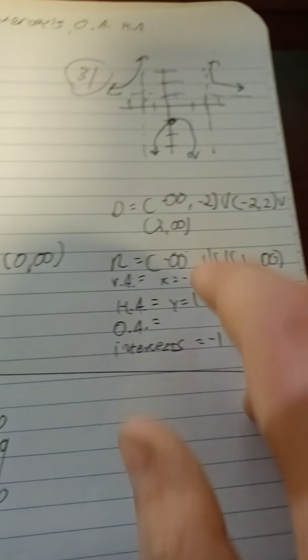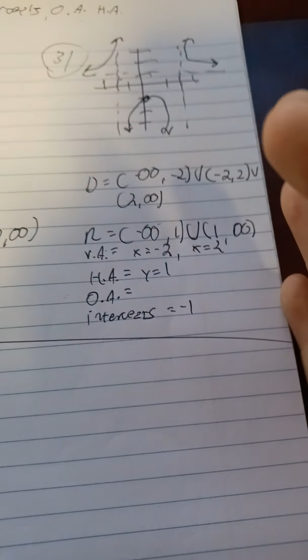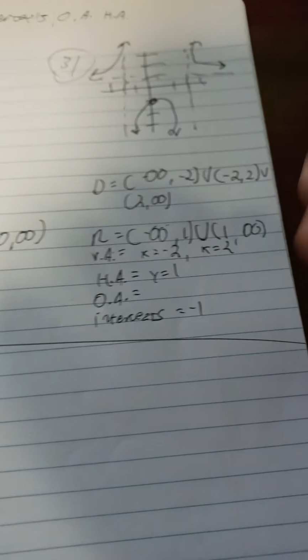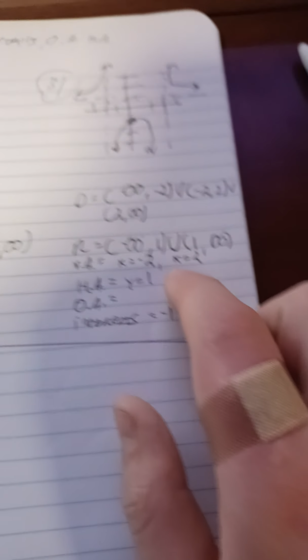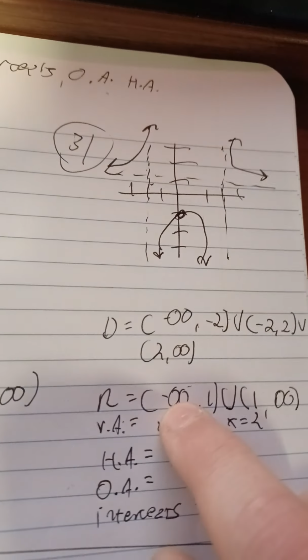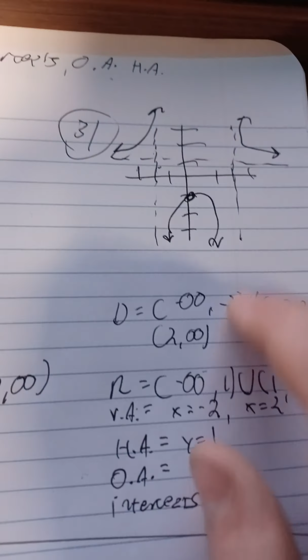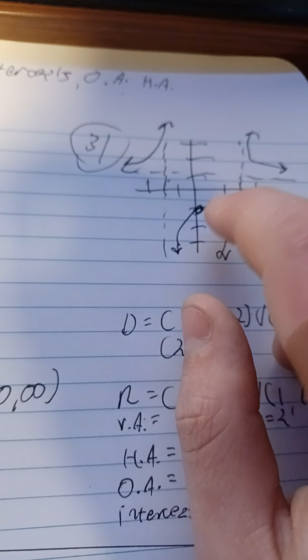So that is y equals 1, and then there are no oblique asymptotes because all these lines are perfectly horizontal or vertical. So the only intercept is negative 1. I think I just noticed a mistake with my range. I believe it's actually from negative infinity to negative 1, because there is no graph from negative 1 to 1, despite the possibility of there being one.